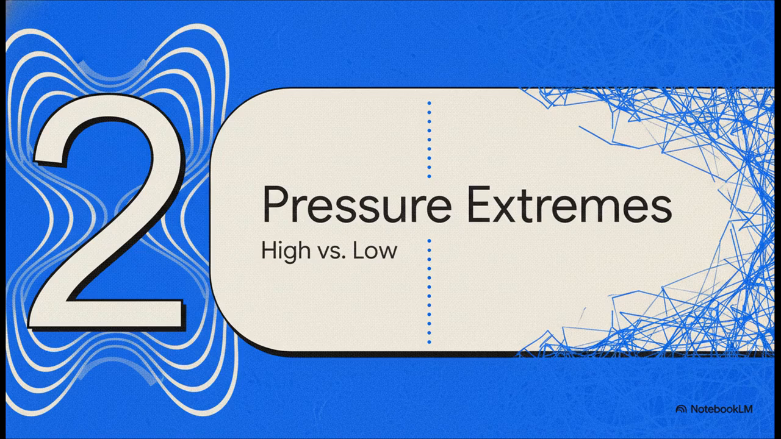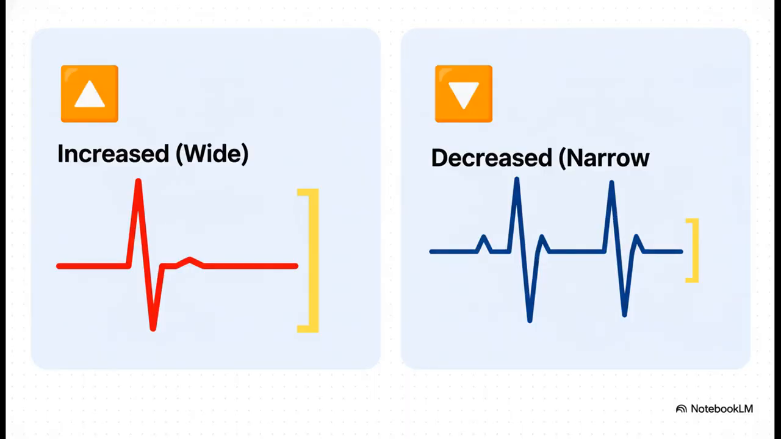So let's put these two extremes head to head. On one hand, you could have a wide, almost bounding pulse pressure, and on the other, a really narrow, thready one. What do they actually tell us? It's pretty straightforward when you see it like this. On the left, an increased, or what we call a wide pulse pressure, just means there's a huge gap between the systolic and diastolic numbers.